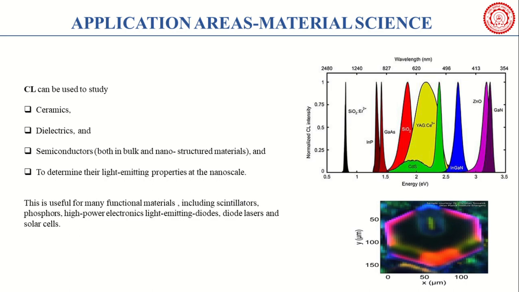Now, application areas in material science. CL can be used to study ceramics, dielectrics, and semiconductors, both in bulk and nanostructure materials, and it is also used to determine their light emitting properties at the nanoscale. It is also useful for many functional materials including scintillators, phosphors, high power electronics, light emitting diodes, diode lasers, and solar cells. Here are various spectra showing the study of various materials by using CL, and here is the CL image obtained of a ceramic.